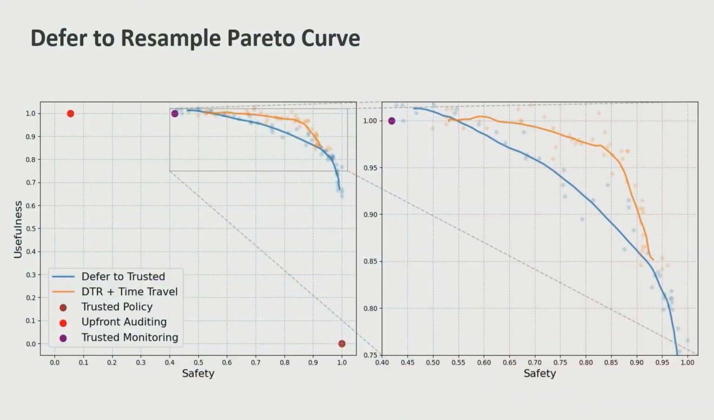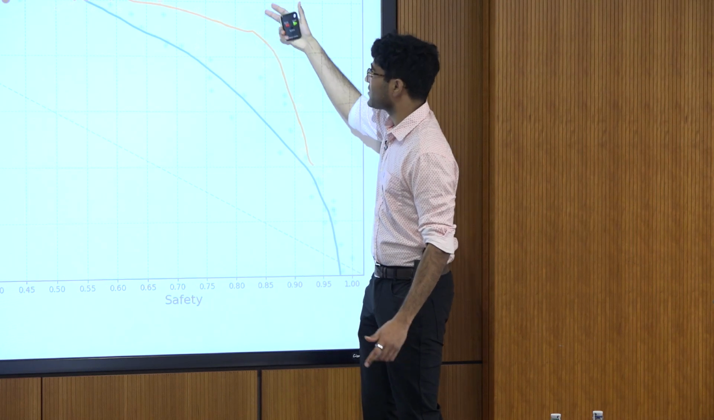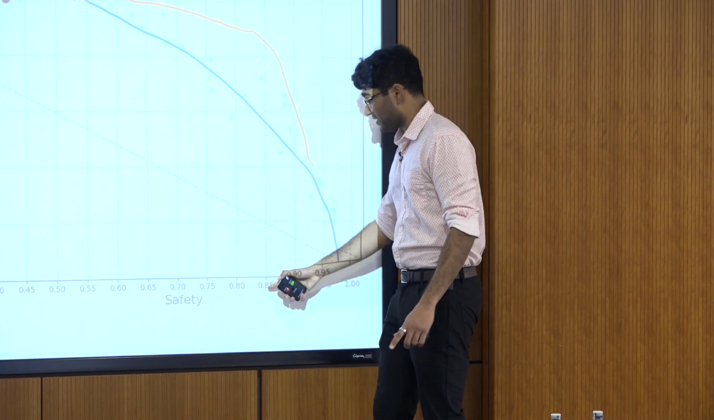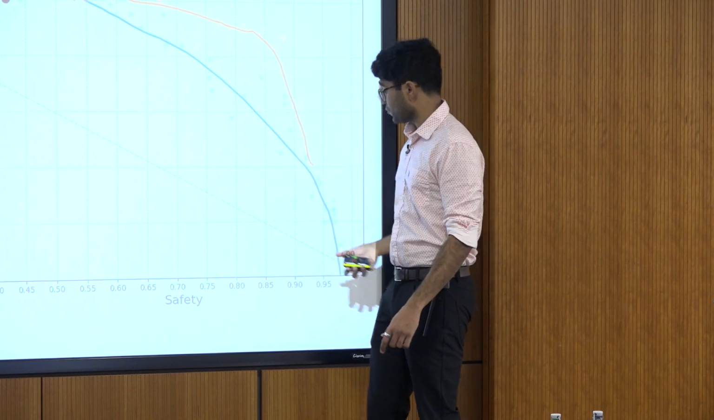Whereas for defer to resample, for a long time, even if you're deferring to resampling, I think this point is like 20% of the time, you still only have like a 2% or 3% hit to performance, which just lets you have much higher safety scores for a given level of usefulness.